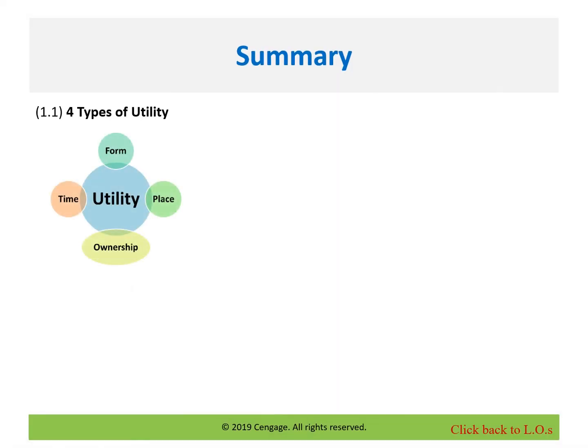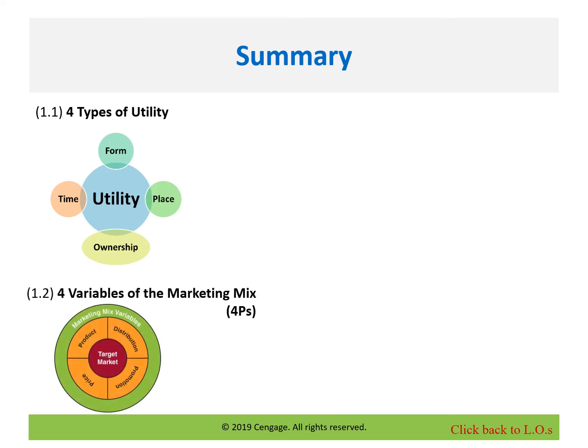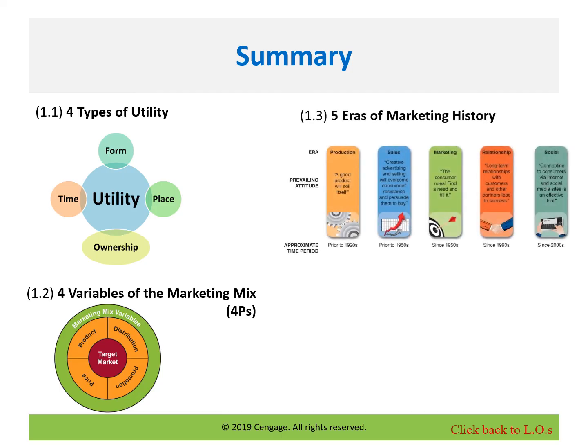In summary, we have talked about the 4 types of utility, namely form, time, place, and ownership. We also discussed the 4 variables of the marketing mix, namely the product, price, place, and promotion. Then we discussed the 5 eras of marketing, namely the production era, the sales era, marketing era, relationship era, and currently we are now in the social era.